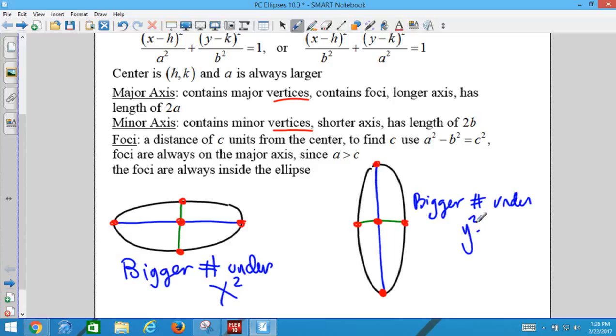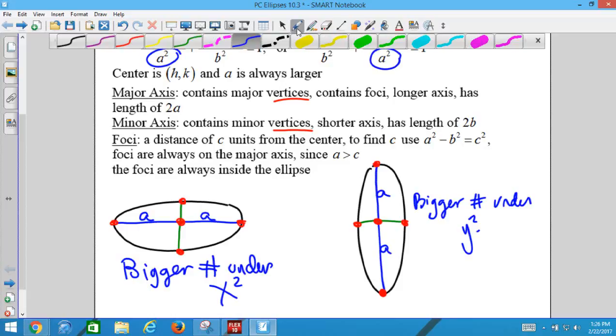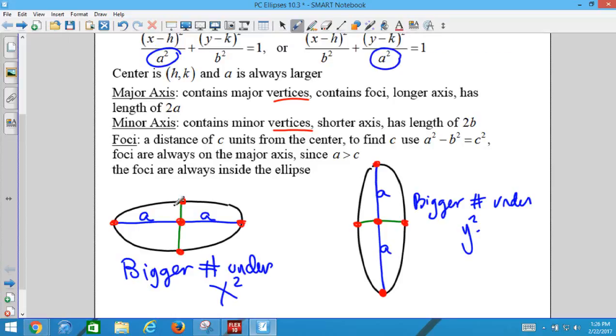The length of the major axis is 2a because each little half of it is a units long. And where am I getting a from? From that number, but the square root of it. So in this equation, this is a long, and this is a long. So the whole axis itself is 2a. Each little individual half is a. And then likewise, the minor axis, each little piece is b long. And we're getting that number from b squared. So each little piece here is b long.